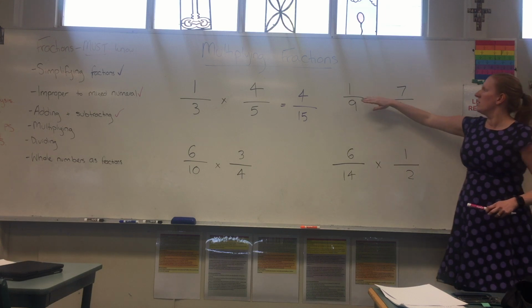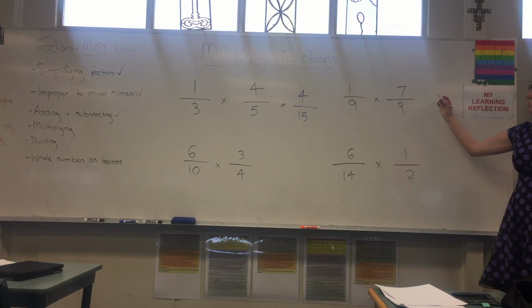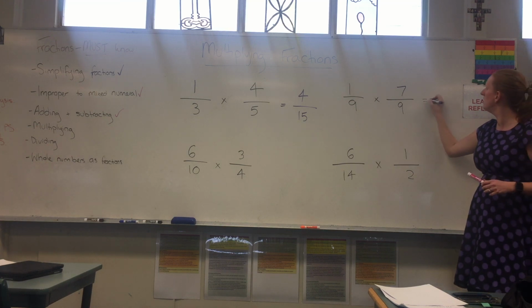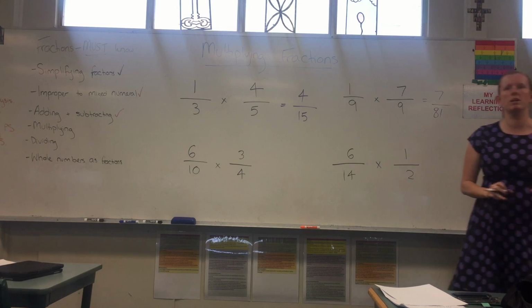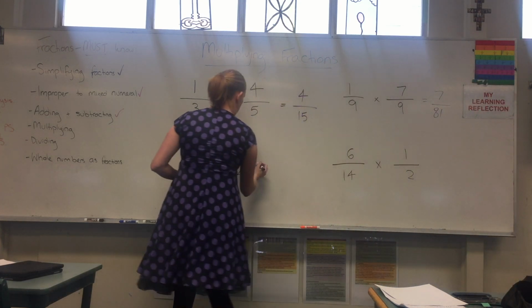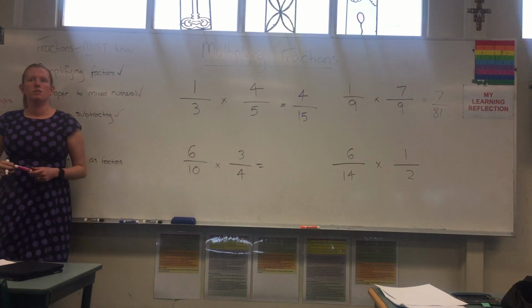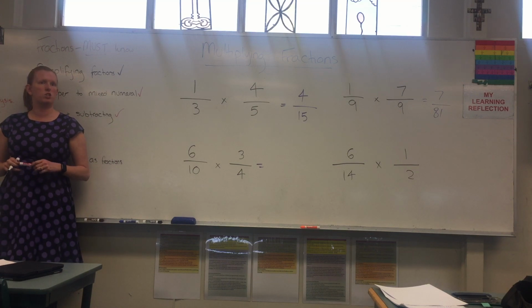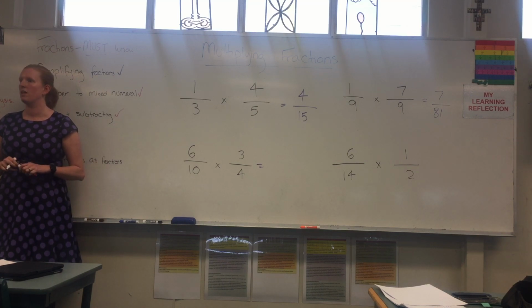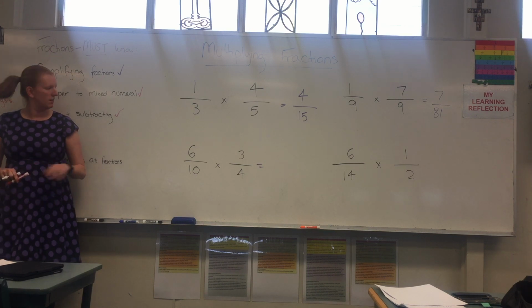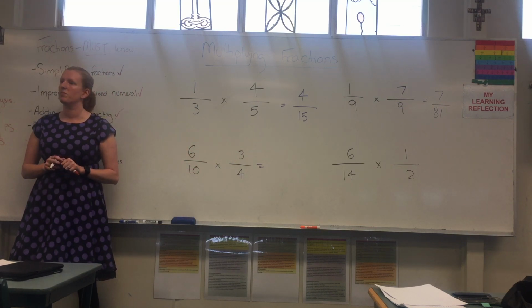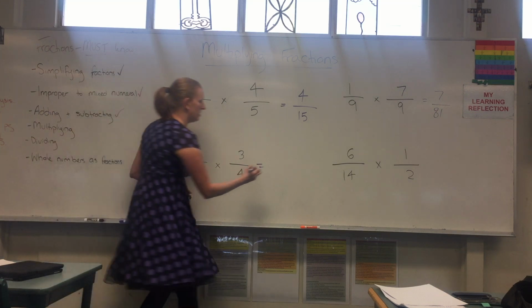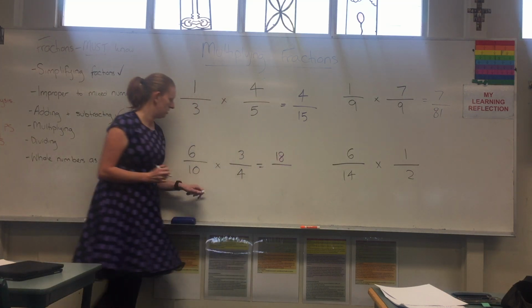Alright. So I'm going to multiply my numerators. So 1 times 7 is 7. 9 times 9 is? 81. That's 81. Can I do this? You know what? Yeah. Okay. So I'm multiplying my numerators first. So what do I get first? 18. Awesome. And then this other one is 40.